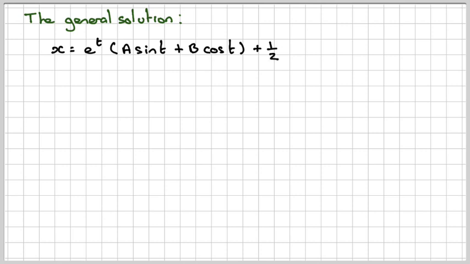Right, the general solution then is made up by the complementary function and the particular integral, so all you need to do is add them together. Complementary function, particular integral. Next, we're going to differentiate this.